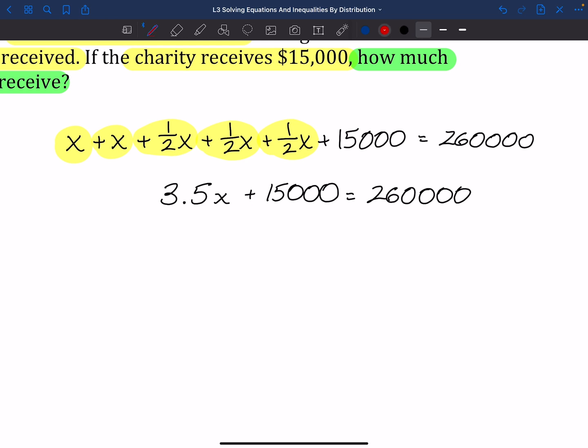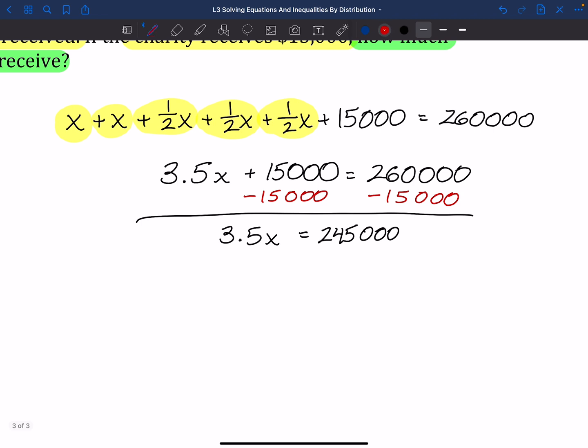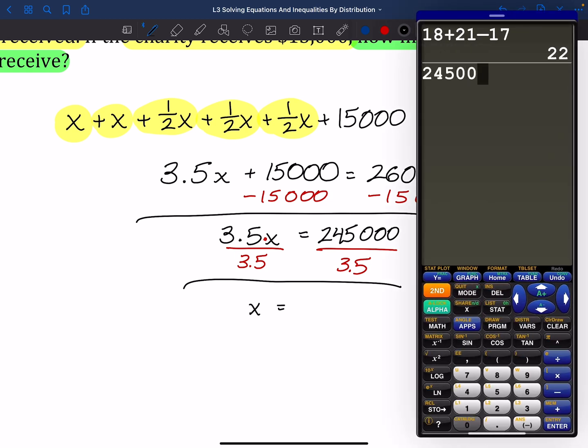Same idea as always, right? We need to move this 15,000 away from where the variables are. All right, so let's take care of that by subtracting it. We're going to get 3.5x is equal to $245,000 over on the other side now. All right, and then this one's going to be a little gross, right? So where you have 3.5 times x, let's undo that. Let's divide by 3.5. All right, so when we divide by 3.5 on both sides, we're going to get just x. It's going to have an equal sign. And then $245,000 divided by 3.5 is $70,000.